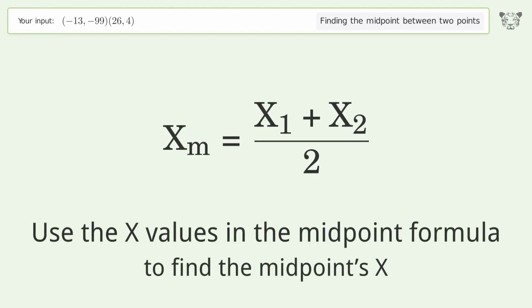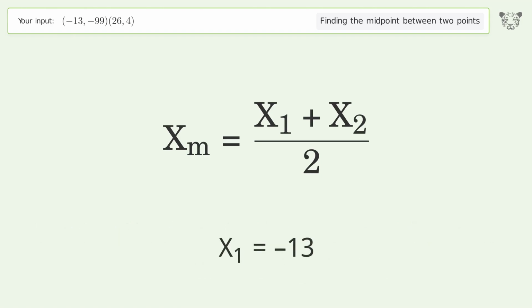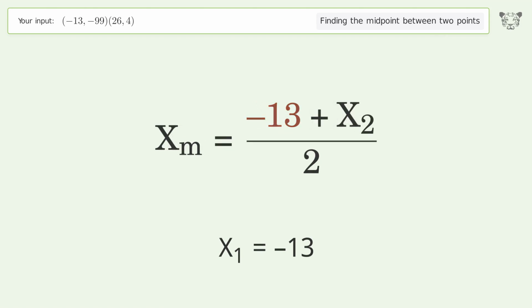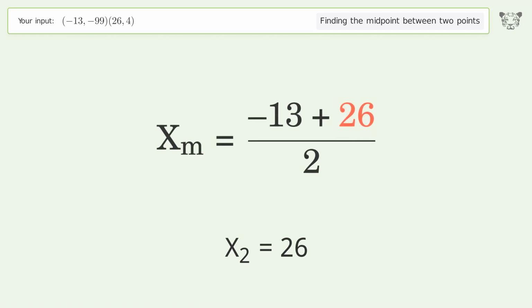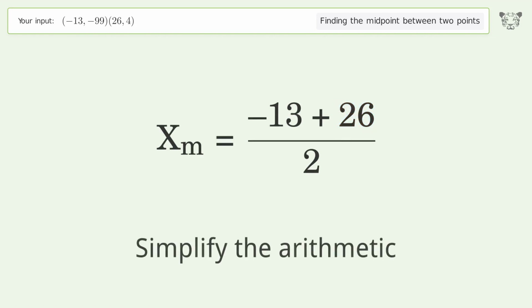Use the x values in the midpoint formula to find the midpoint's x. x1 equals negative 13. x2 equals 26. Simplify the arithmetic.